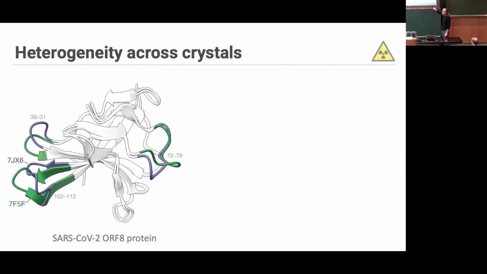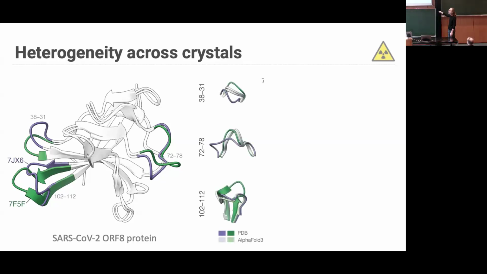There have been some crystallographic structures that appeared surprisingly within a few weeks of the virus outbreak, and they show quite significant conformational heterogeneity in 3 regions, even though, for example, these 2 structures differ only by 1 mutation, which should be inconsequential for this structure. But of course, AlphaFold will see the same MSA and it will predict the same result, and indeed it does.